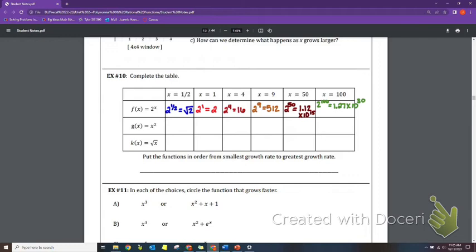All right, then we can do the same thing with g of x equals x squared. When I plug in 1/2, I get 1/2 squared, which is 1/4. I get 1 squared, which is 1. 4 squared, which is 16. 9 squared, which is 81. 50 squared, which is 2,500. 100 squared, which is 10,000.